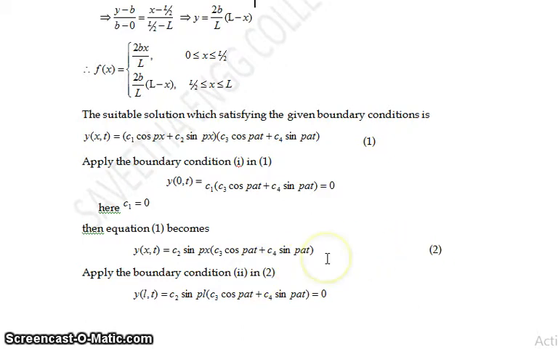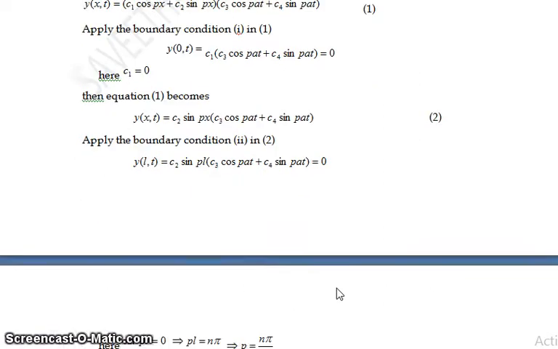Next, applying condition 2, put x equal to L. Therefore we get sin pL, and the remaining factor, equal to 0. We already know that c3 cos pat plus c4 sin pat is not equal to 0, and sin pL is not equal to 0 either as a trigonometric function. So which one is 0? Only c2 could be 0, but if we put c2 equal to 0, the whole solution vanishes. Therefore c2 is not equal to 0, and c3 cos pat plus c4 sin pat is also not equal to 0.